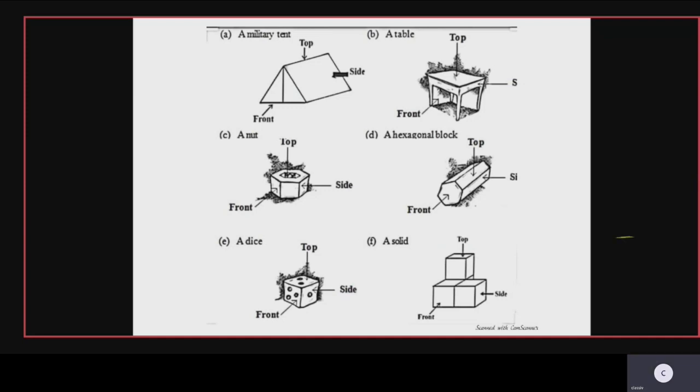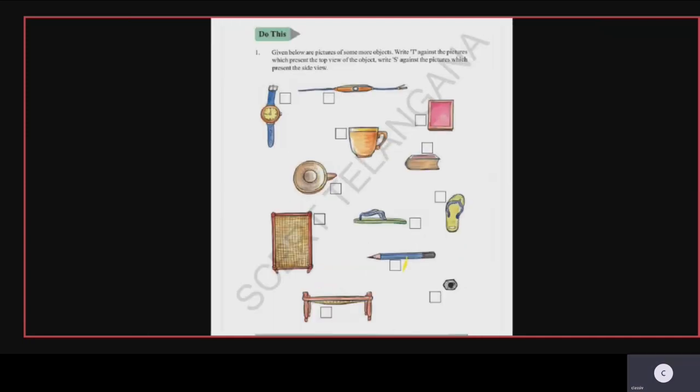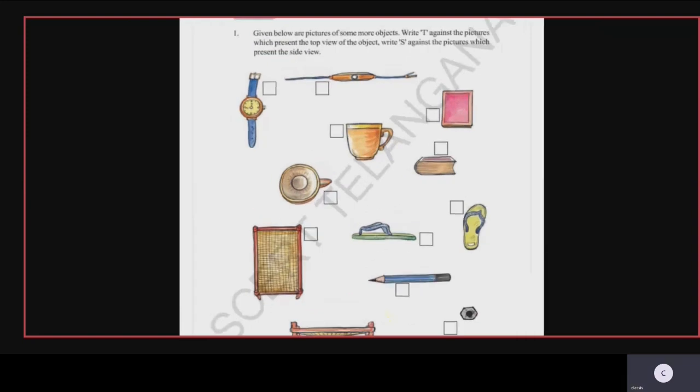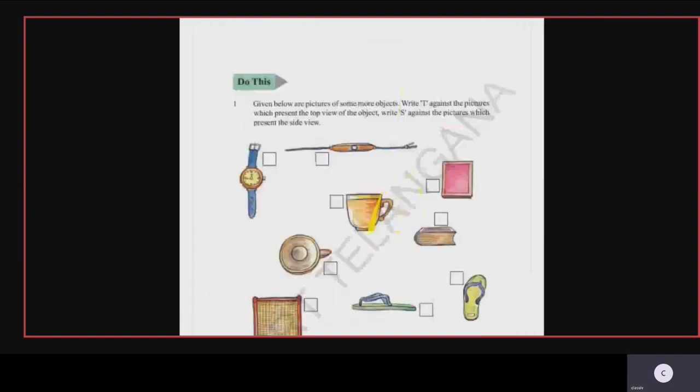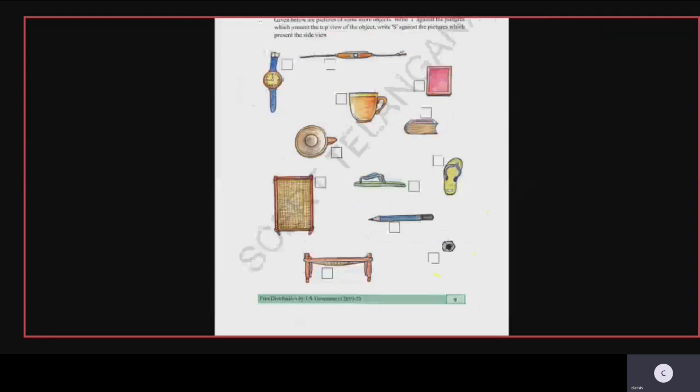Okay, children. Then next, get back to your textbook. In your textbook, page number 9, you have this. Given below are some pictures of objects, and you have to mark T for top view and S for side view. You have to identify the view and represent it. So these diagrams also you have to draw, and in the box you should write the answers.